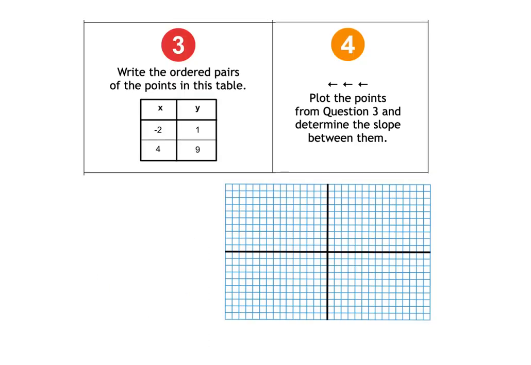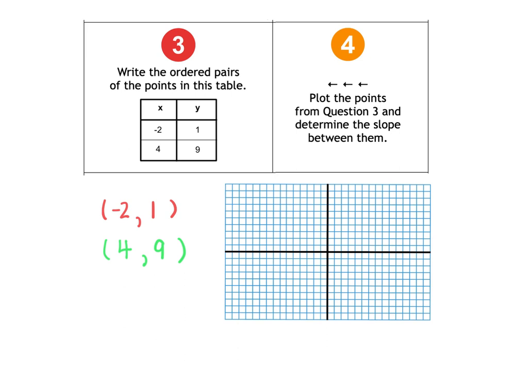This question is asking us to write the ordered pairs of the points in this table. So our first ordered pair would be our x value of -2, our y value of 1. Our second point has an x value of 4 and a y value of 9. So we can plot these points.